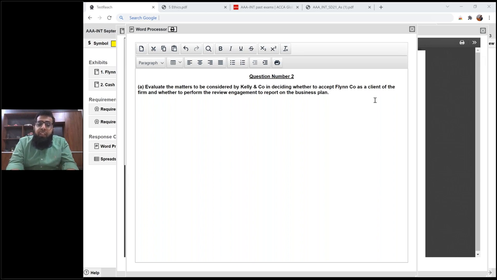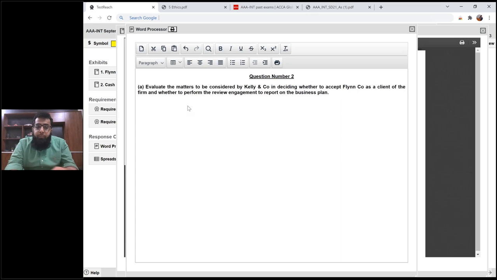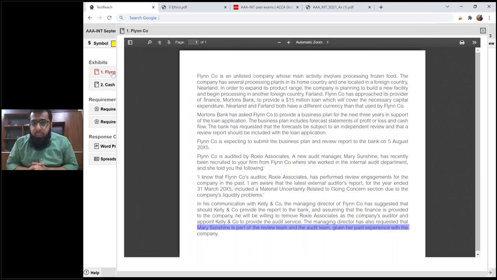Now, for every point, you will get one mark. I want you all to participate and share some points. What are the matters you will consider before accepting the engagement? Now, this is the scenario I'm opening in front of you. There are a few ethical issues also in this question. What are the ethical issues? And then there are other issues also.